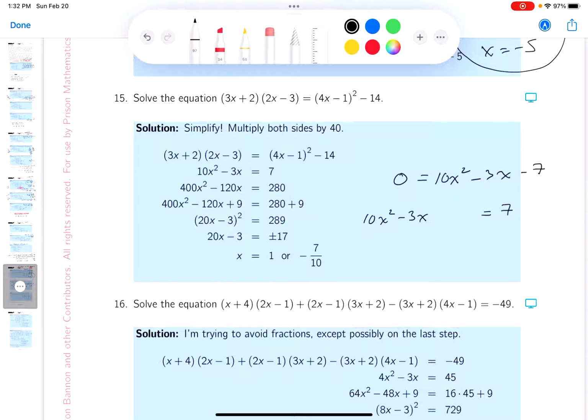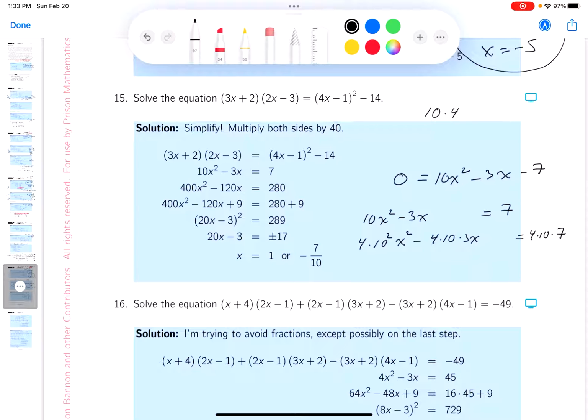I got to multiply. I got to get that 10 to be a perfect square, but I need an even number in the middle. So what am I going to multiply both sides by? 10 and a 4. I'm sorry. 10 would make it a perfect square. 4 is a perfect square. So what do you get over here? Let's write this down. You would get 4 times 10 squared x squared minus 4 times 10 times 3x. And this is going to be 4 times 10 times 7.